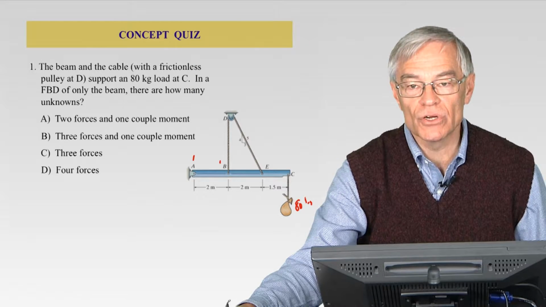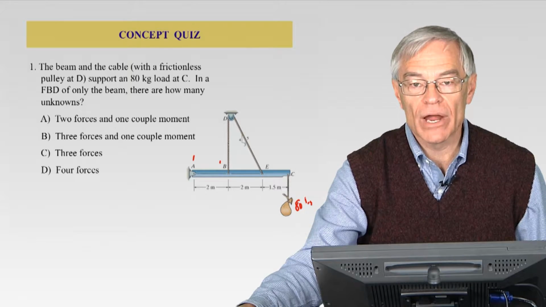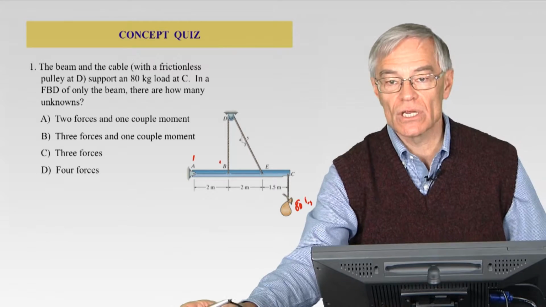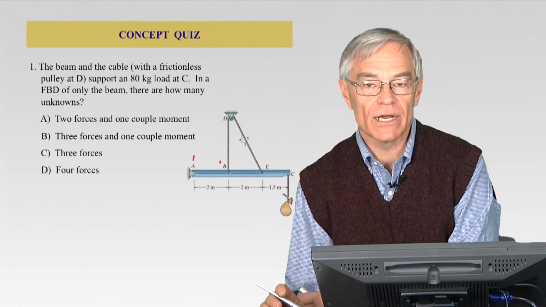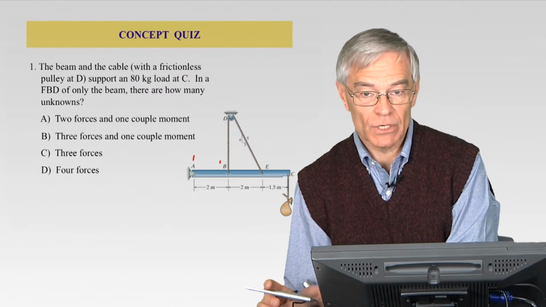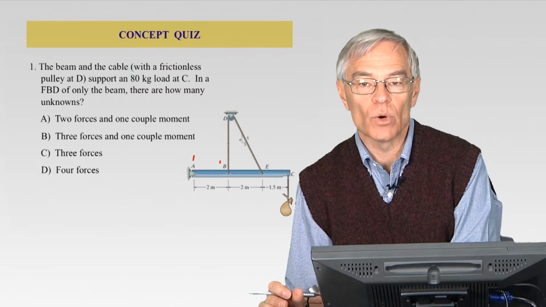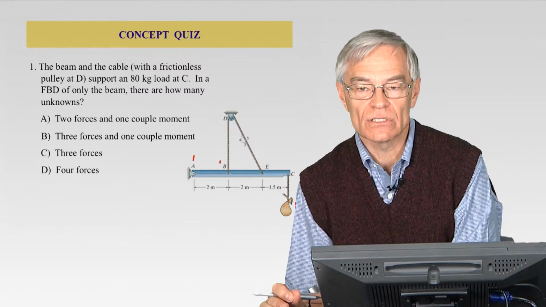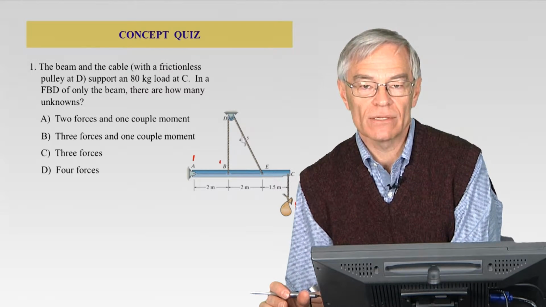So the question here is, in a free body diagram of only the beam, how many unknowns are there? Things you do not know. Notice it doesn't say total. It's not asking you to draw the free body diagram. It's just asking what would be on this free body diagram. And so I'm going to give you a hint: work from left to right, as we've been doing, and total up what forces, what sort of reactions, moments would be happening across this beam. So think about it, and then look at your answers and make your pick.